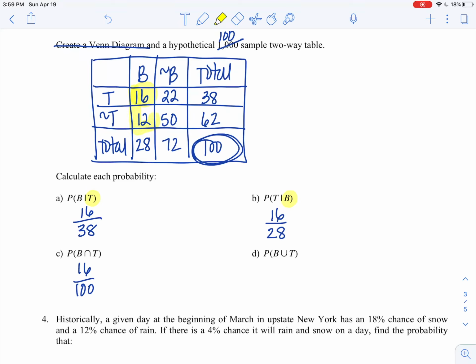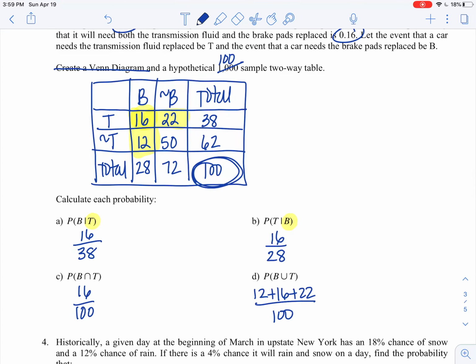And this one says B or T. Remember, or is these 3 boxes added together. Everyone who needs brake pads or transmission fluid, regardless of if they need both. So that would be 12 plus 16 plus 22, and again, that's out of 100 because that's no longer a given probability. Okay, so I think these examples should be enough.